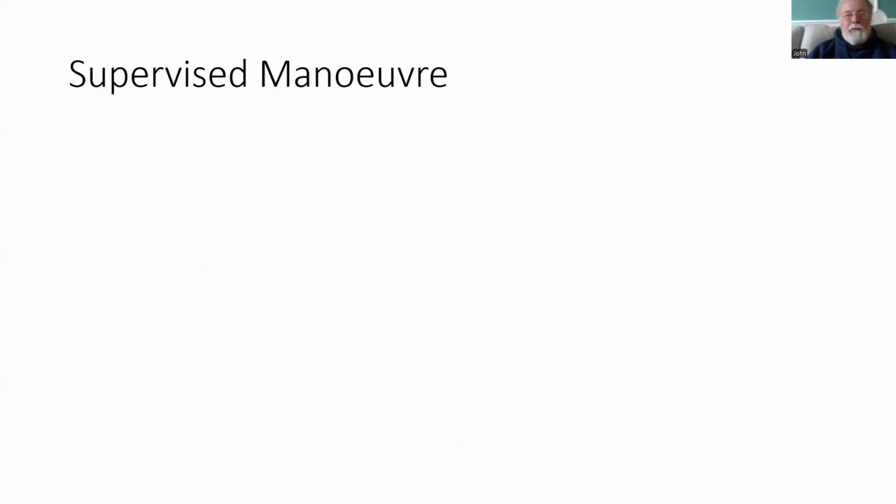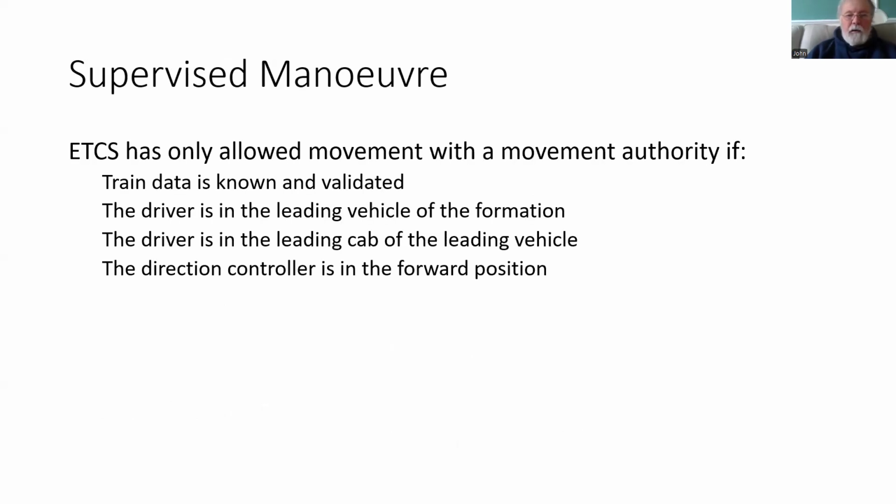So let's move on to supervised maneuver. Up until this point, ETCS has only allowed movements where the train data is known and has been validated, the driver's in the leading vehicle of the formation and in the leading cab of that vehicle, and the direction controller is in the forward position.